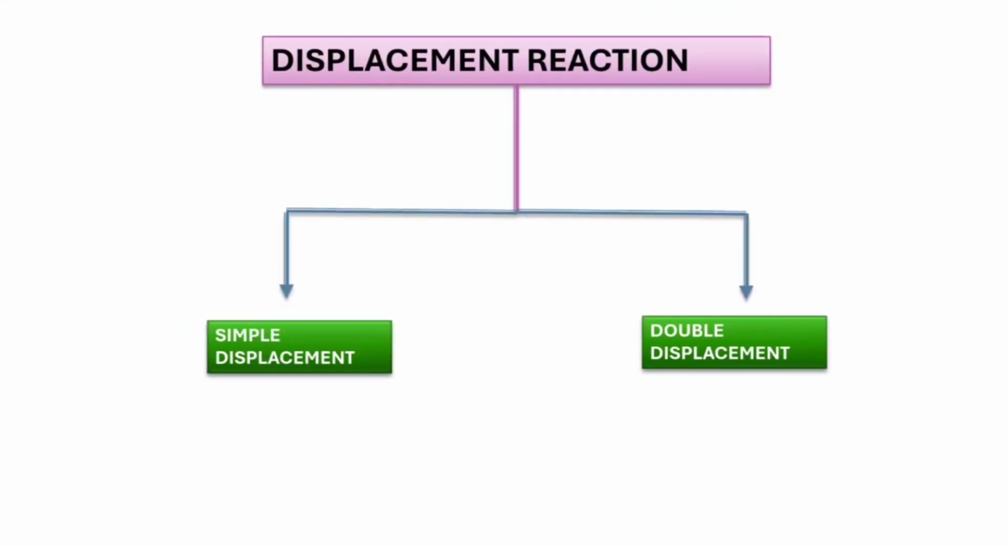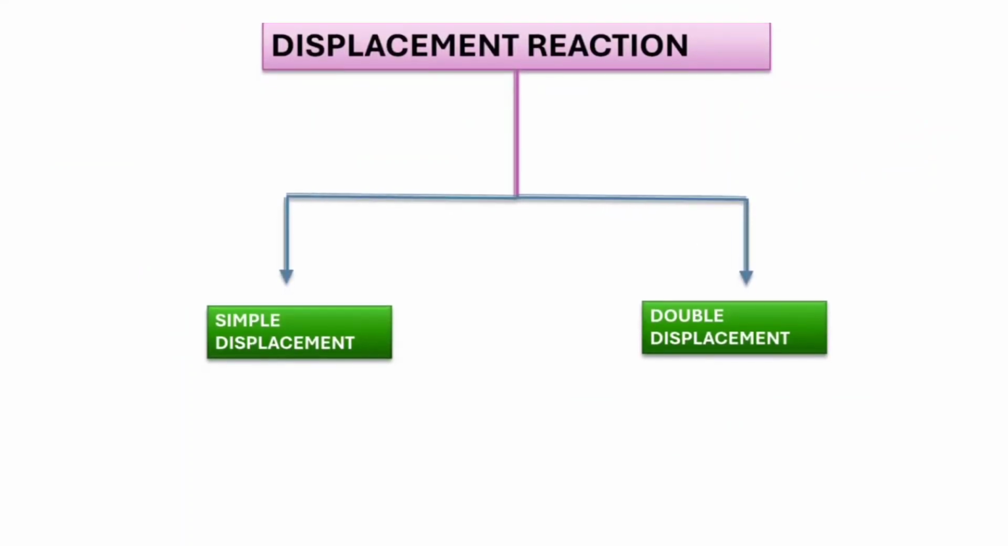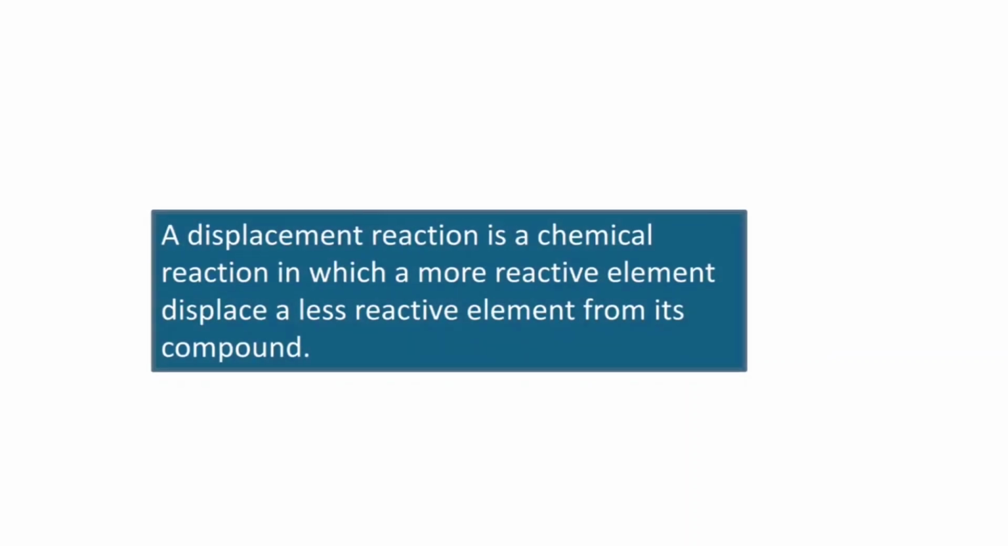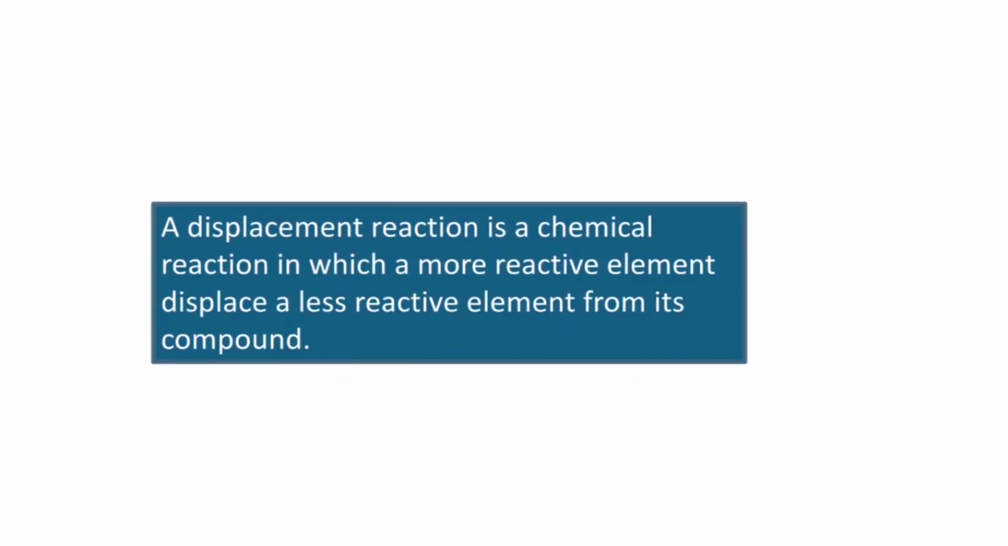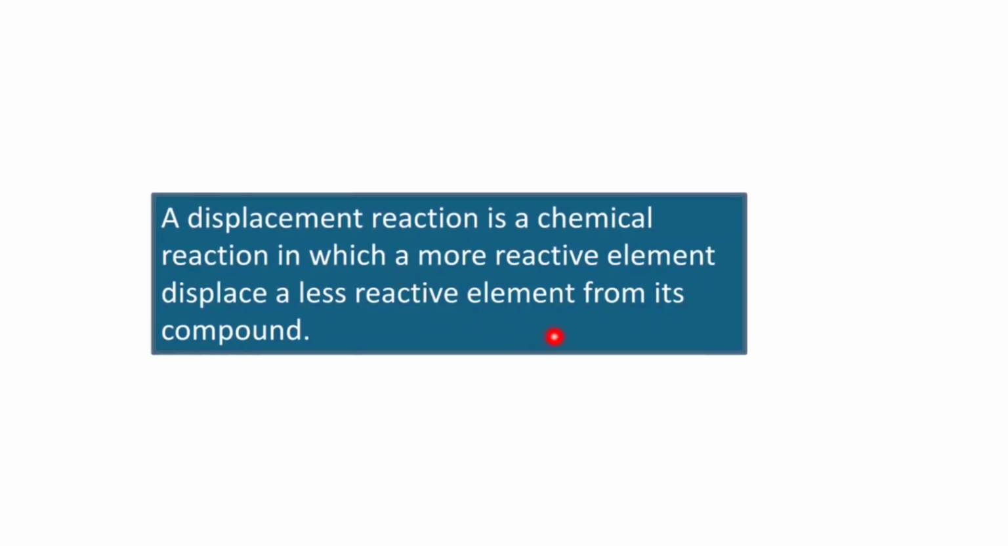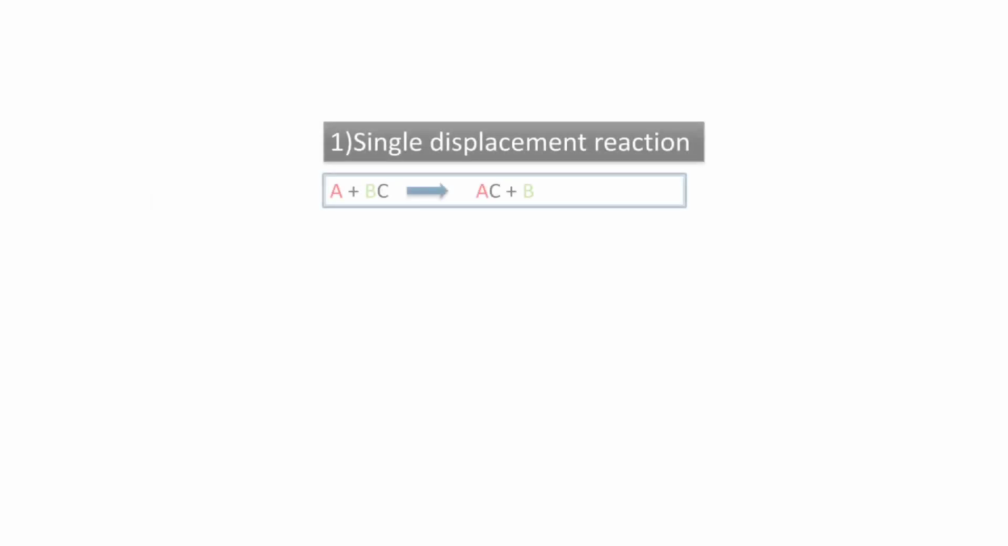Next type of chemical reaction is displacement reaction. Displacement reaction is classified into mainly two types. First one is single displacement reaction. Second one is double displacement reaction. Displacement reaction is a chemical reaction in which a more reactive element displaces a less reactive element from its compound.